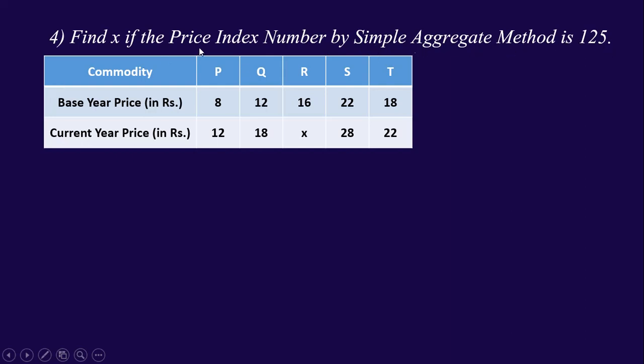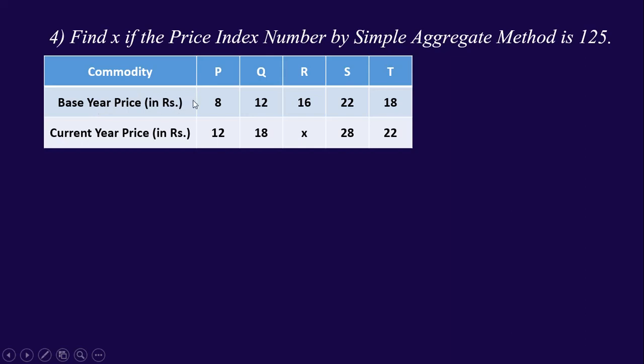Now last example: find x if the price index number by simple aggregate method is 125. Here in this example, the price index number is given and we want to find the value of x. In this table, commodities are given: P, Q, R, S, T. Base year prices are given: 8, 12, 16, 22, 18, and current year prices are given: 12, 18, x, 28 and 22. This value x we want to find.